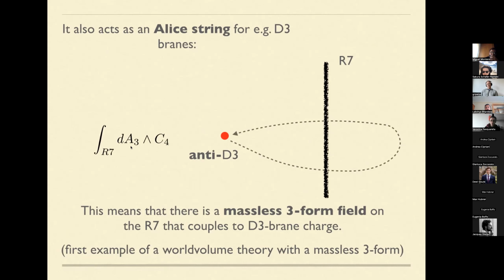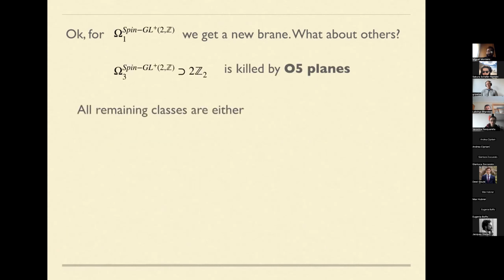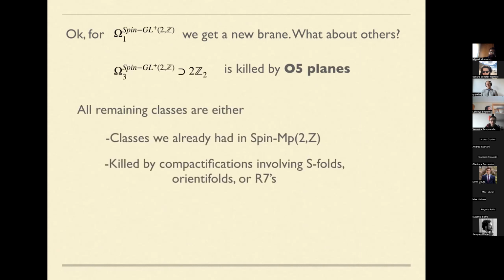Anyway, since I'm getting close to the hour, maybe we can come back to this during questions. Let me just tell you the rest of the bordism groups. And you guys might be thinking, oh God, this guy still has to go through another big table. Well, actually, I don't, because everything else in Spin-GL+(2,C) is either related to orientifold planes. So this conjecture also recovers orientifolds. And everything else is either a class we already have, or is an orientifold, so a compactification involving orientifolds, or R7s on particular cycles or compactifications of them.